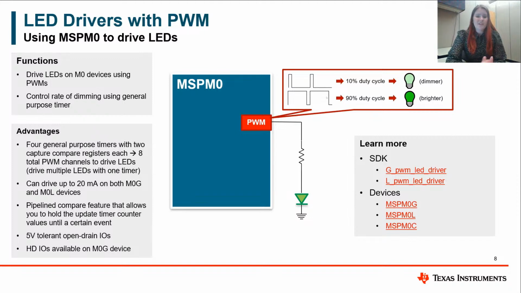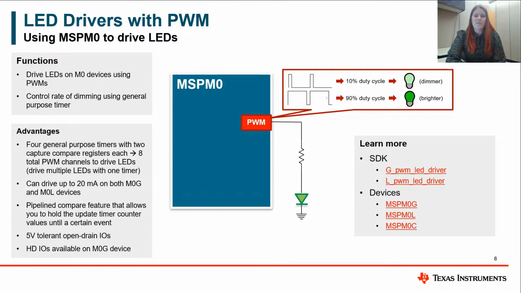The first subsystem that we've chosen is an LED driver with pulse width modulation. As mentioned in the slide, this example utilizes multiple timers with PWM features to drive a set of LEDs. The goal with this subsystem is to show a simple but more developed example of how the devices can control a number of LEDs, and it offers a simple explanation on how to control the dimming rate.